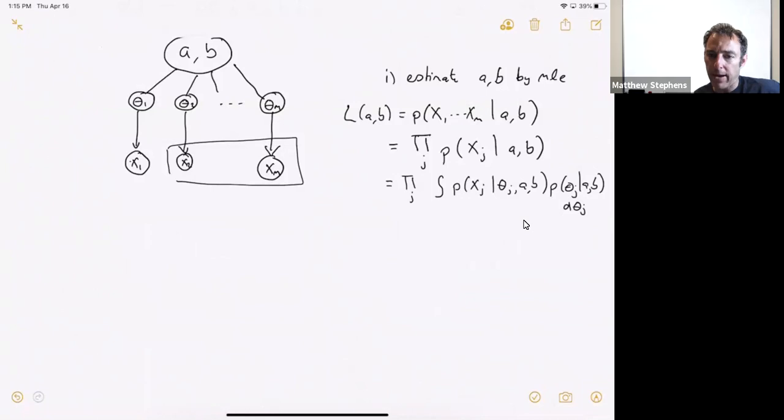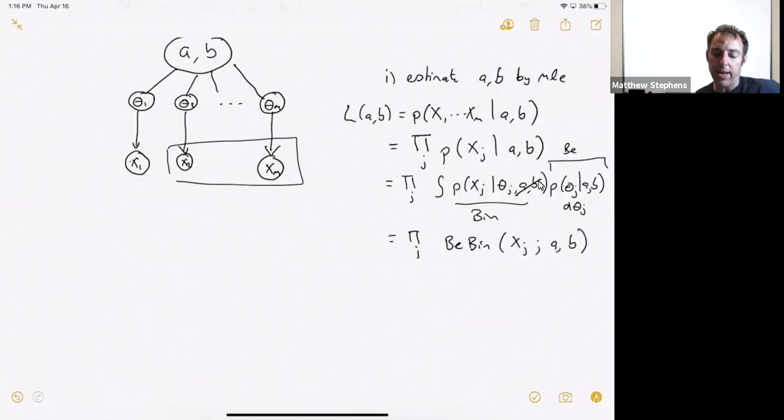So, going back to this term, p of xj given theta j and a and b, it doesn't depend on a and b anymore. Once you know the batting average, the a and b become irrelevant, so we can get rid of those. The first term is binomial, and this term is a beta. So the distribution you get from this integral is called a beta binomial distribution. So it's a product over j of beta binomial, let's call that xj, with parameters that depend on a and b. I'll just write it like that for short form.